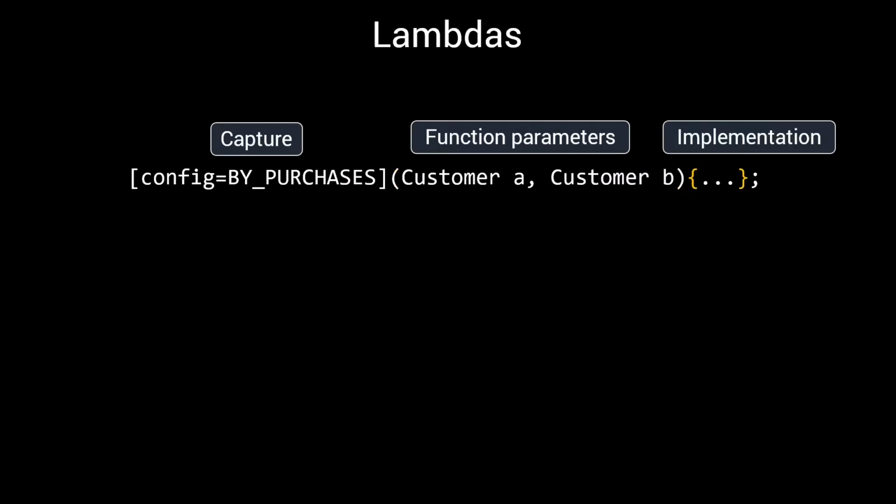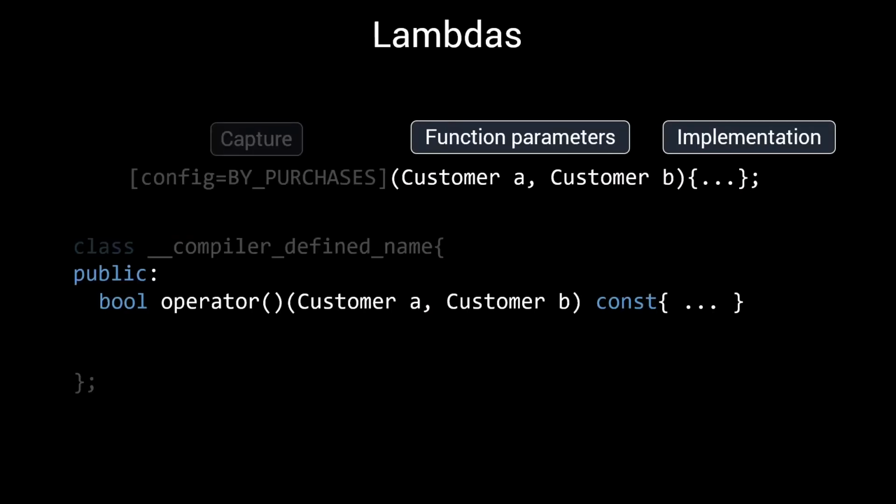As I said before, lambdas are just syntactic sugar for classes with a call operator. So to understand how this lambda definition is mapped to such a class, let's have a look at what the compiler generates from it. First of all, the name of the class that will be generated by the compiler is compiler defined and is not something we can rely on. Secondly, it generates a call operator that's always const. This is important to remember.